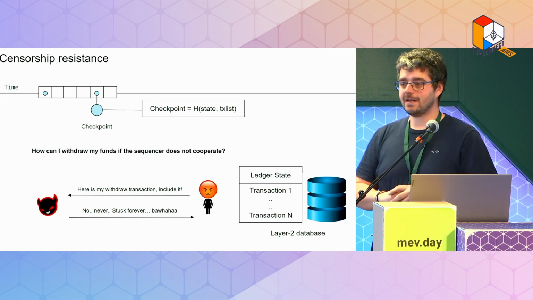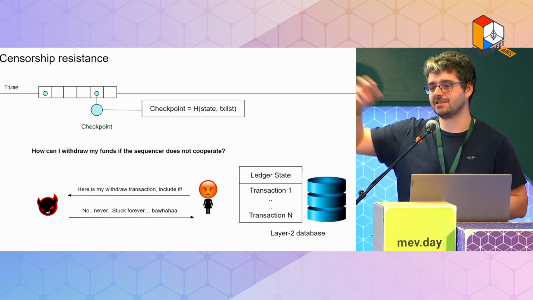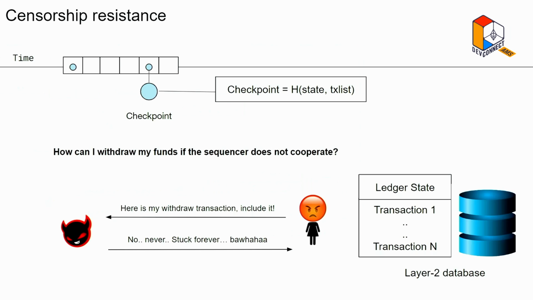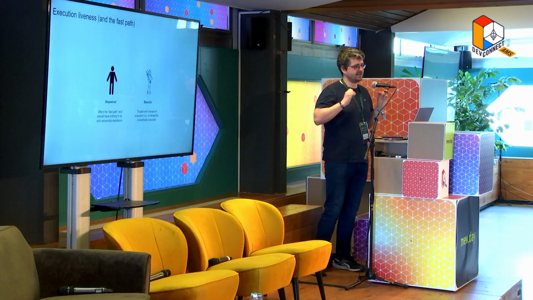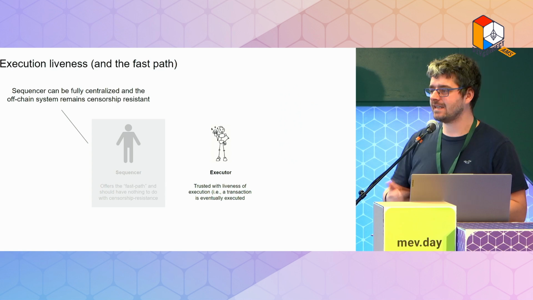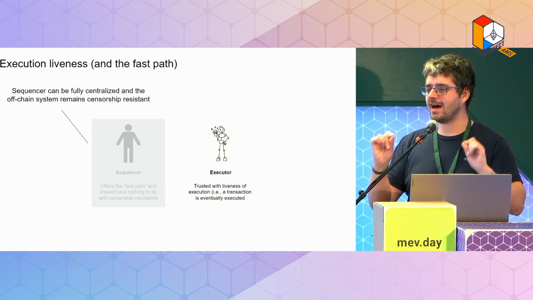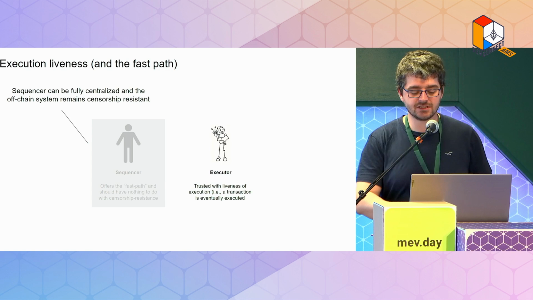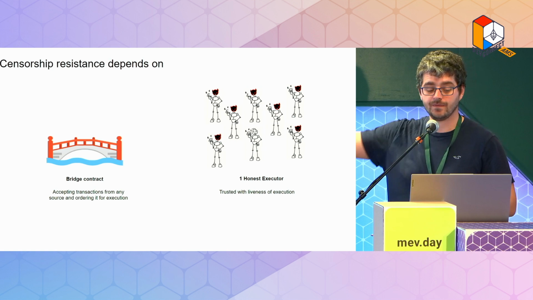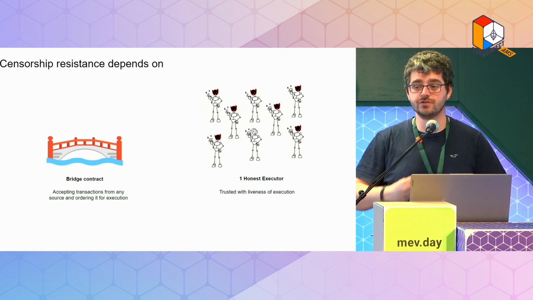Okay? Now, how would you get censored on a rollup? It's pretty straightforward. Alice would give the transaction to the sequencer. The sequencer would say, no, sorry, Alice, you're not allowed to transact. You're stuck forever. Ha, ha, ha. So what is the role of the sequencer and the executor for censorship resistance? The sequencer has absolutely nothing to do with censorship resistance whatsoever. The sequencer's only job is to offer the fast path to execution, this optimistic confirmation. It's really the executor, and we have to assume there's one honest executor, which could be anyone here, and the bridge contract. The bridge contract can accept transactions from the user and order them for execution, and then they'll eventually get executed.